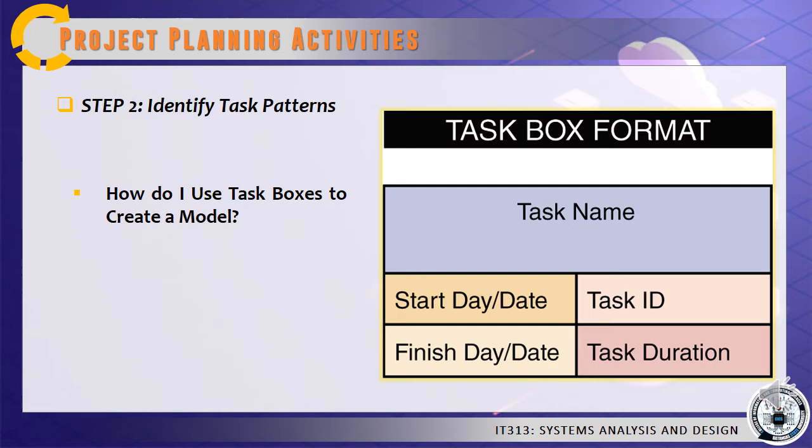Then, the finished day or date is the time that a task is scheduled to be completed. To calculate the finished day or date, you add the duration to the start day or date. When you do this, you must be very careful not to add too many days. For example, if a task starts on day 10 and has a duration of 5 days, then the finish will be on day 14 and not on day 15.